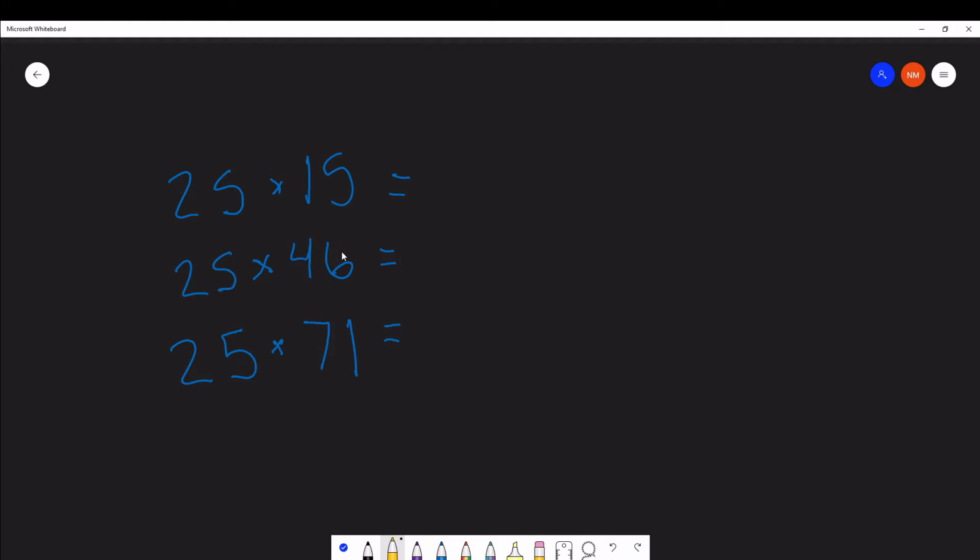So let's take a look at this first problem. 25 times 15. So first, 15 divided by 4 gets us 3.75. And the same concept, you just multiply this by 100. So instead of adding 2 zeros, you would move this decimal point over 2 spots right here. So then our final answer would be 375.